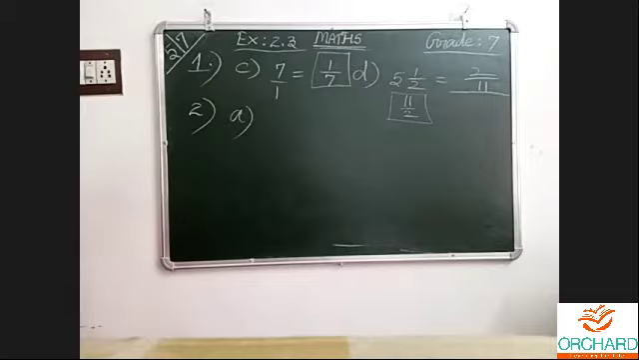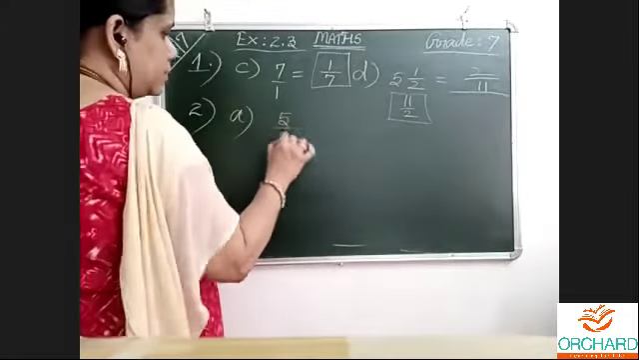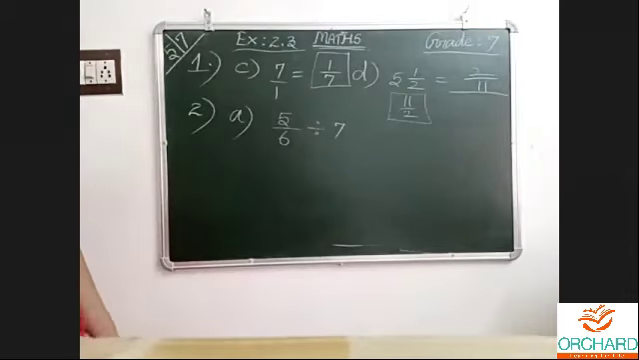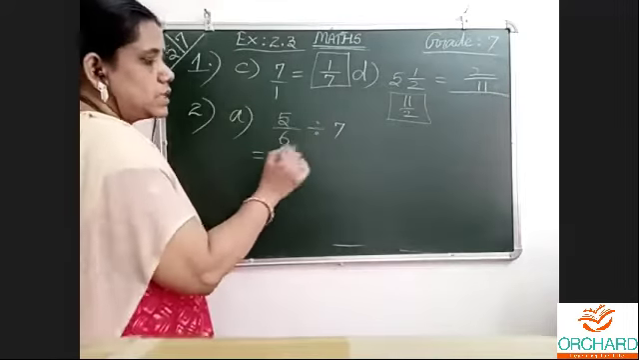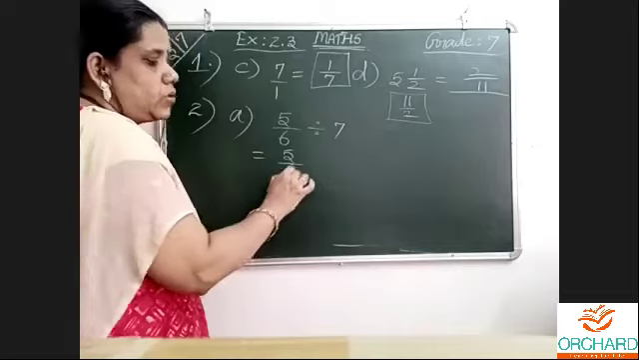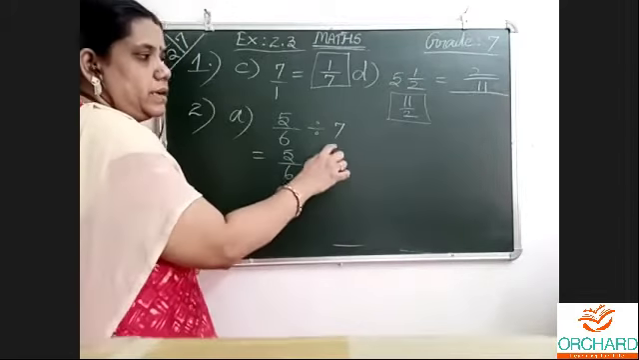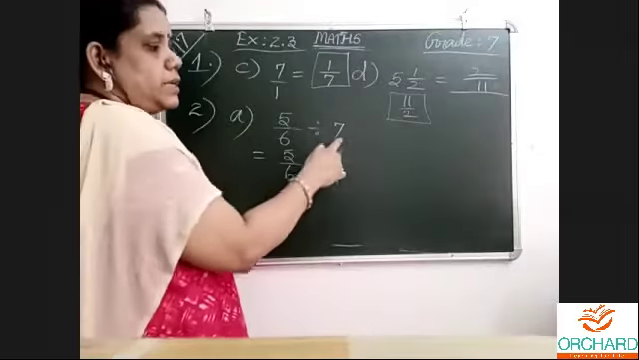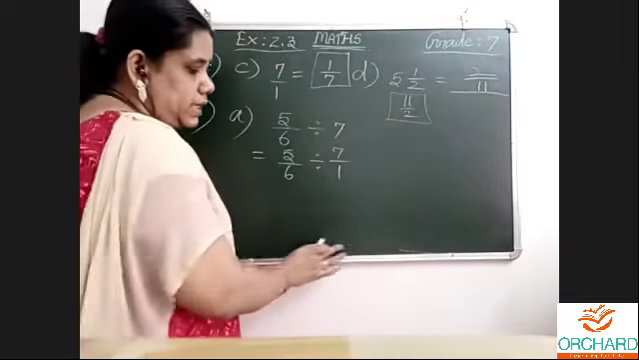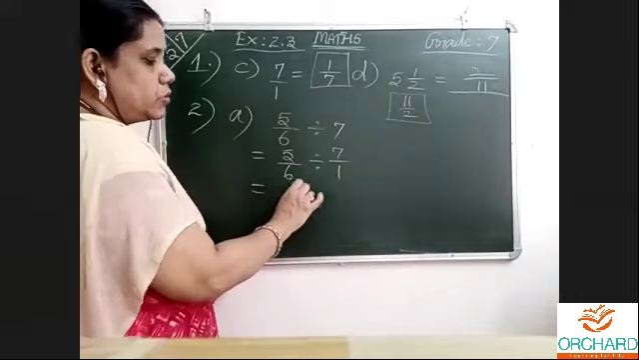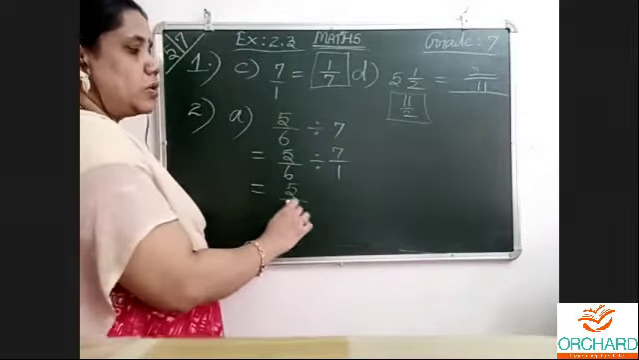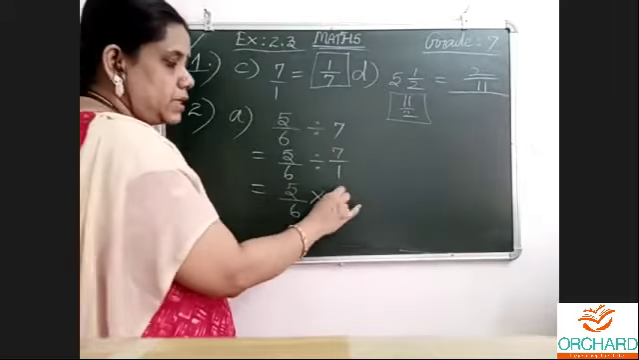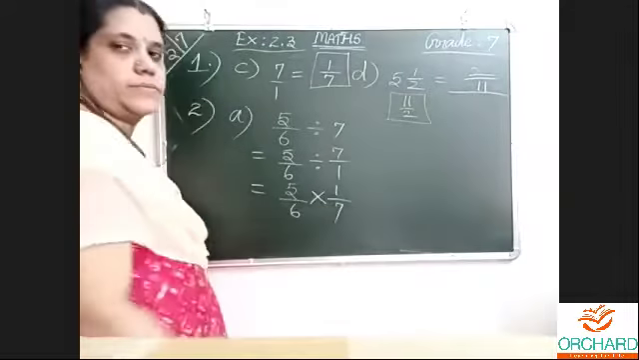Nothing to worry. 5 by 6. I like this chapter. Fractions, I like very much. 5 by 6 divided by 7. So, step number 1. First number I copied. Division symbol I copied. 7 I will write like 7 by 1. Nothing in the denominator, write 1 as the denominator. That is step number 1. Step number 2, conversion. 5 by 6 to copy. Division becomes multiplication, and the second number will become the reciprocal, 1 by 7.